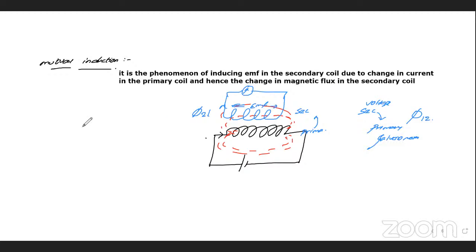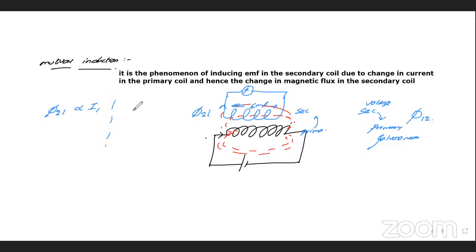So you see that the flux is generated because of the current. Because of that flux, again current is induced in the secondary. So that means the flux phi 2 1 is directly proportional to the current I1, because it is the current I1 that produces the flux that links.